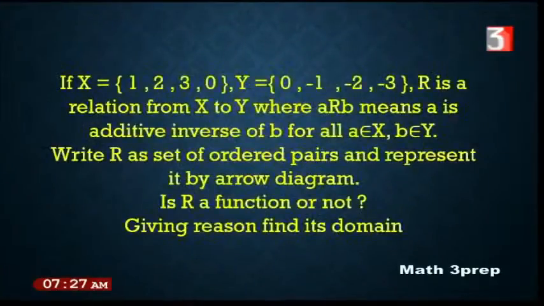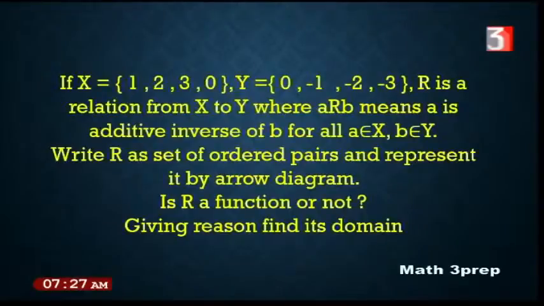If x equals {1, 2, 3, 0} and y equals {0, negative 1, negative 2, negative 3}, R is a relation from x to y, where a R b means a is the additive inverse of b, for all values of a belongs to x and b belongs to y. Write R as a set of ordered pairs and represent it by an arrow diagram. Is R a function or not, giving reasons, and find its domain if it's a function.